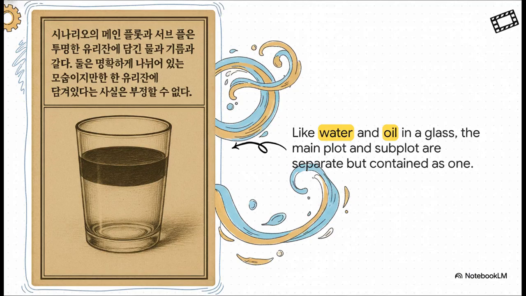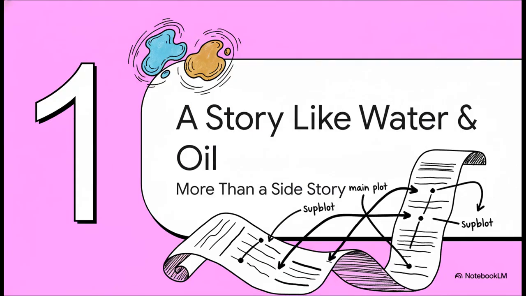Our source material kicks things off with this absolutely brilliant metaphor. Just picture your story as this glass, right? The main plot, that's the water. The subplot is the oil. Now, they're separate, they don't exactly mix, but they exist together in the same space, and together they create one complete picture. The truth is, you can't tell the whole story without both of them in there. So, let's really get into this whole water and oil idea.